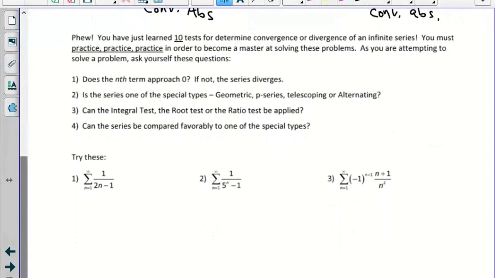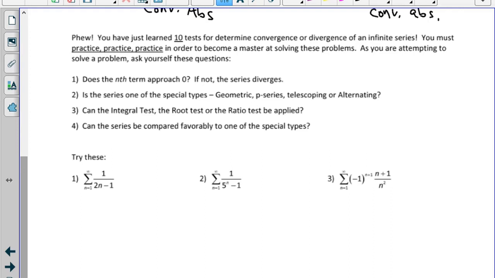Congratulations, you just learned 10 tests. Oh, I should say that in the plural. You have learned 10 tests. Ask these questions. Does the nth term approach 0? If not, the series will pretty much always diverge. Is the series a special type? Is it geometric, a p-series, a telescopic series, or an alternating series? If it's one of those special types, then you probably want to go for that.